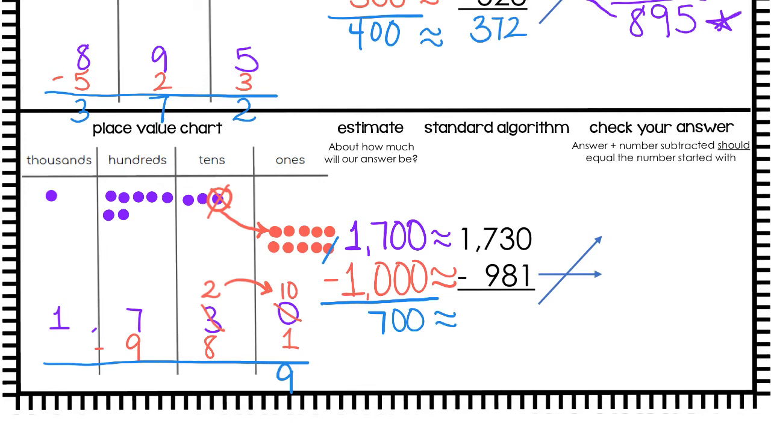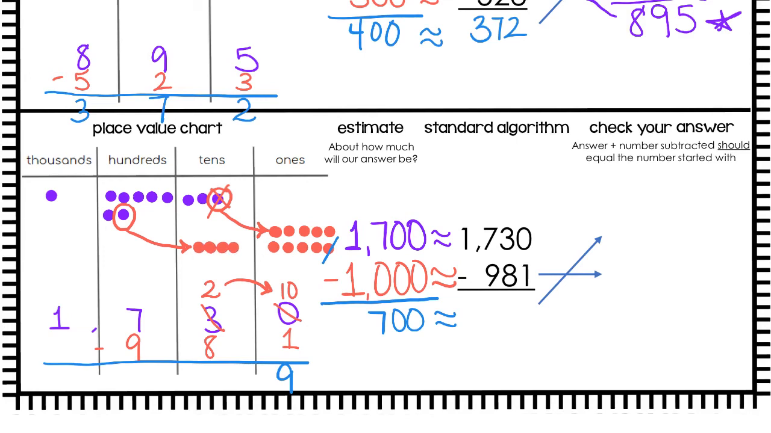Now I can go into my tens. I have 2. Can I take away 8? No, I cannot take away 8. So I have to go into the hundreds because there is a 100 that I can regroup into 10 tens.